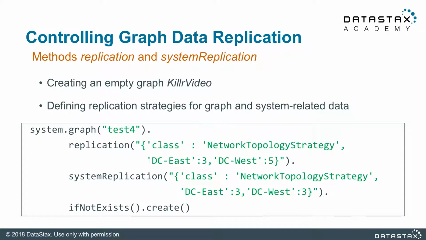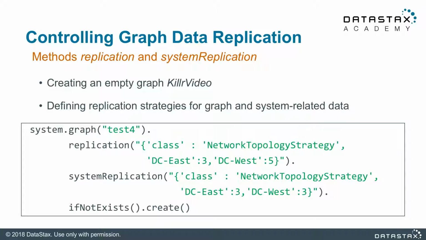It is quite straightforward to create graphs with network topology strategy and custom replication factors. Network topology strategy should be used in production. The replication specification syntax is identical to the syntax used in the CQL create keyspace statement. Here we see another way to set the replication factor for a graph. Here we see an example of setting the replication setting for a graph.